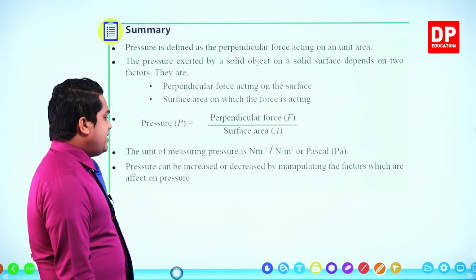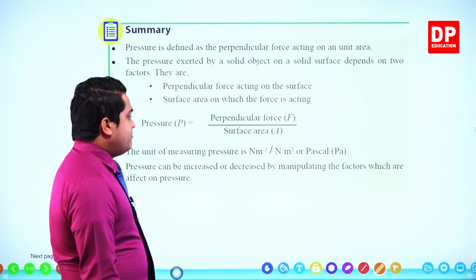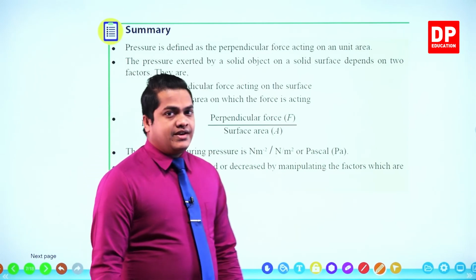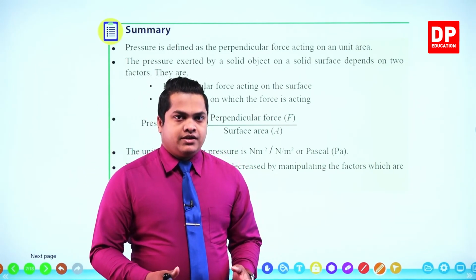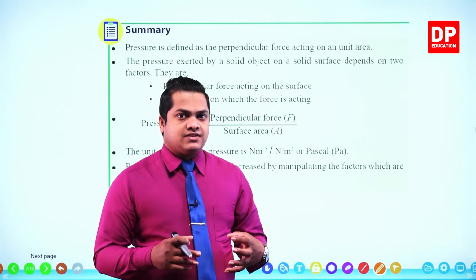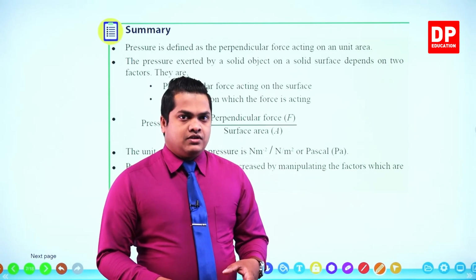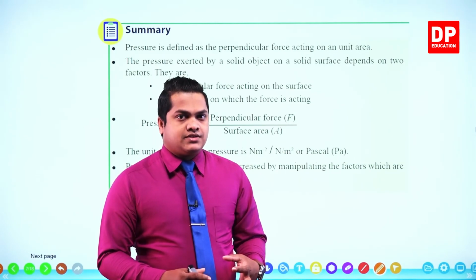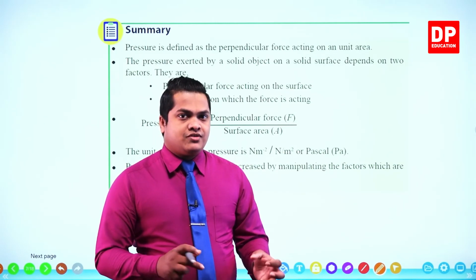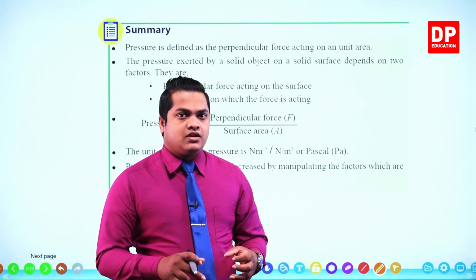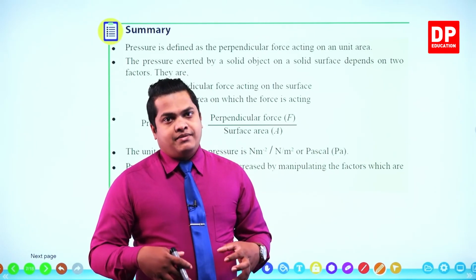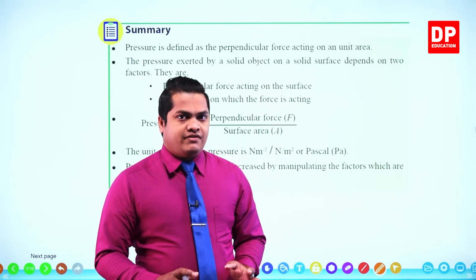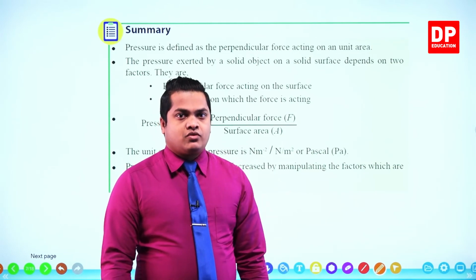Then, pressure can be increased or decreased by manipulating the factors which affect pressure. Manipulating means changing as we need. So, by changing factors like surface area and the force, we can change the pressure acting on a certain surface. So, these pressures can be changed to make our work quite easy. We can increase the pressure if we want. We can decrease the pressure if we want to make our day-to-day work quite easy.